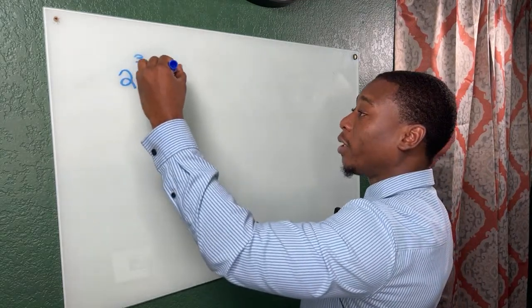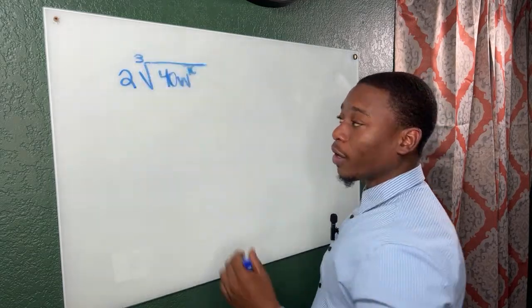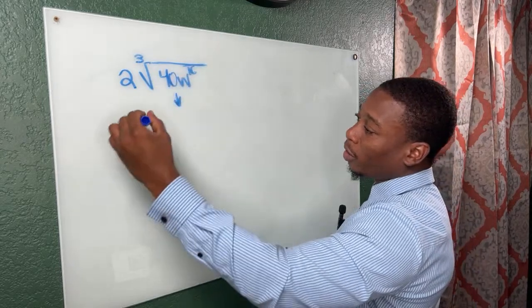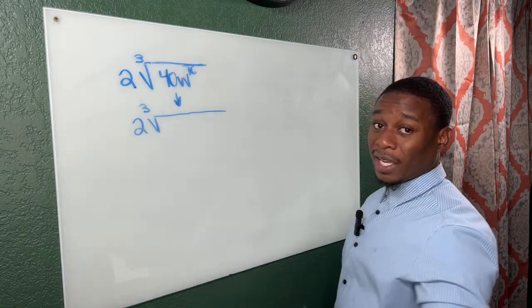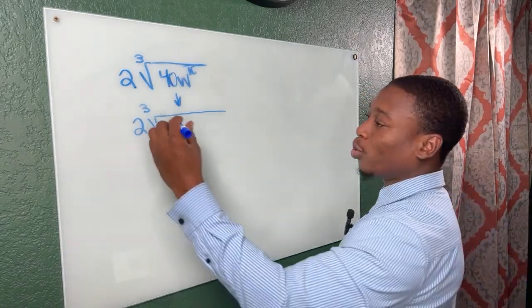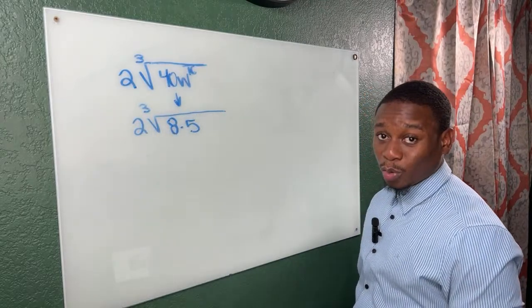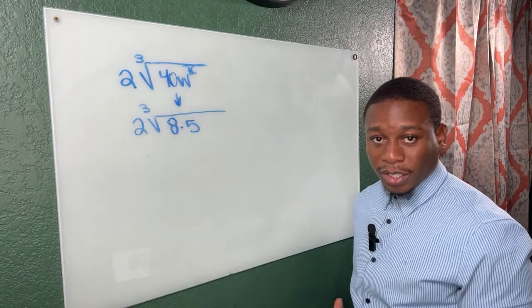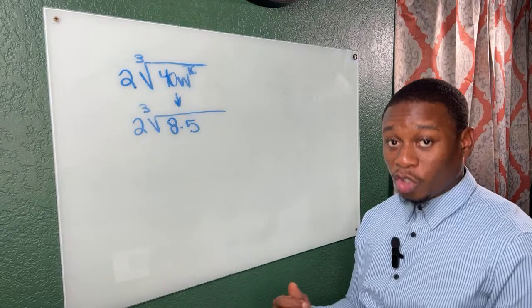All right, so our example now, we have 2 times the cube root of 40w to the 16th power. Okay, so let's break this down. Luckily for us, we just did 40, right? But it was a square root. Now we're talking about cube root, but it's cool. 8 times 5 gives us 40. We know 8 is a perfect cube. Now, when we get to w to the 16th, we're talking about multiples of 3 because we're talking cube roots.